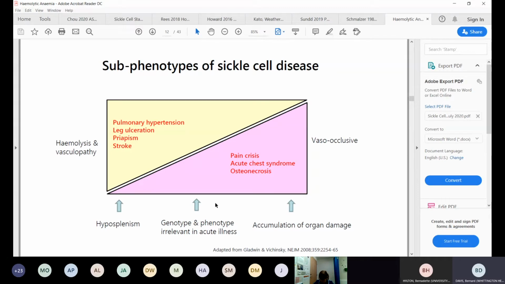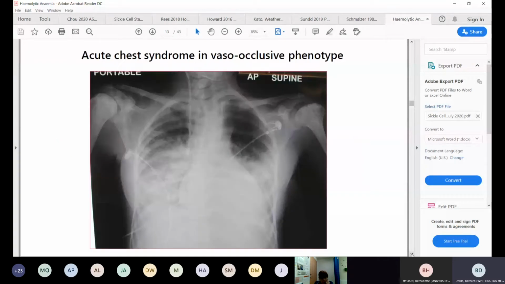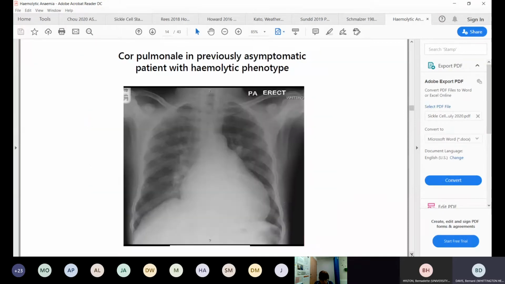And as we shall see, one of the features of this condition, sickle cell disease, regardless of genotype or phenotype, is how quickly they can become very, very sick. So just to give you an example, this is a patient who still attends our service. This is a long time ago, actually, with classic features of acute chest syndrome with extensive bilateral shadowing here. And this was taken on ITU just before she was intubated. Now, she is still alive.